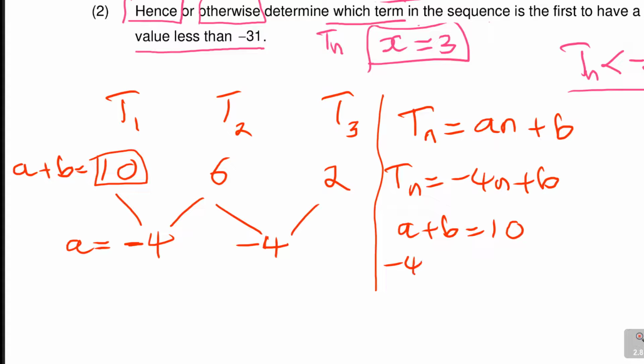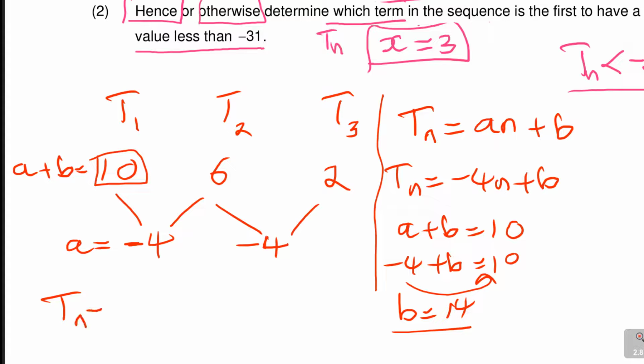It's minus 4 plus b is 10. Take minus 4 to the other side, becomes plus. b is equal to 10 plus 4, which is 14. So what is Tn? Tn is equal to minus 4n plus 14.